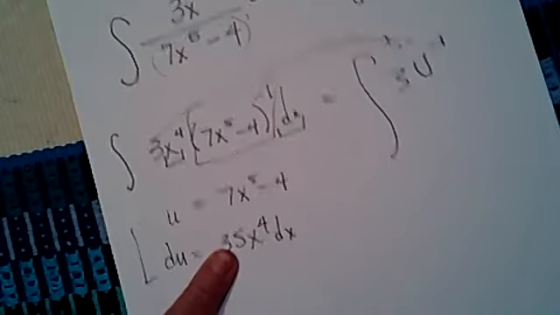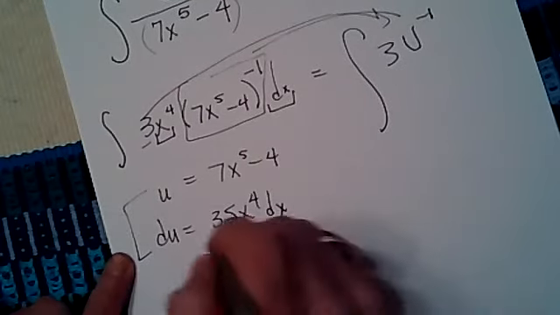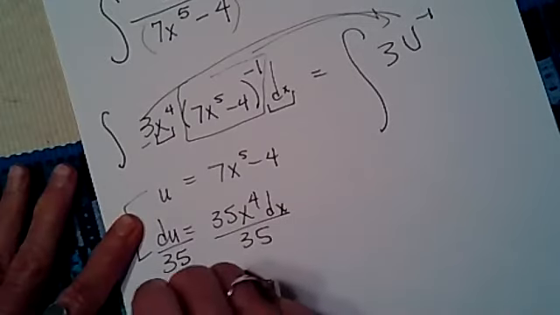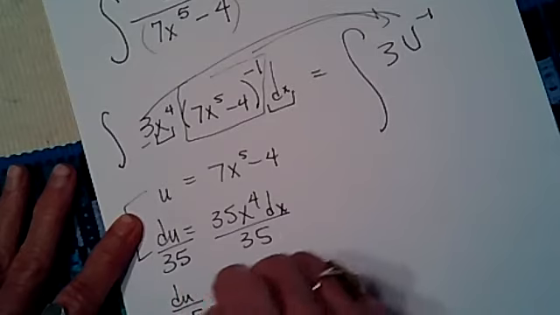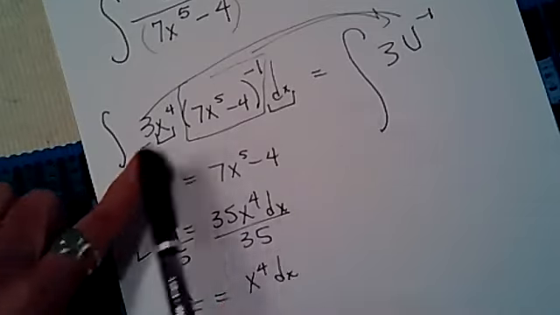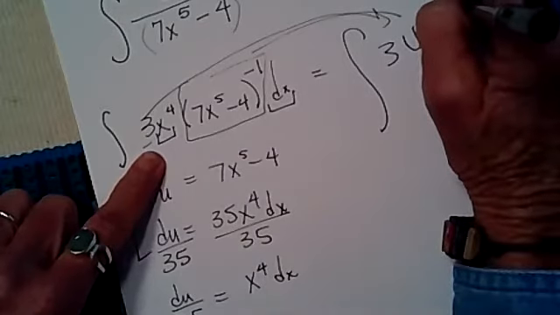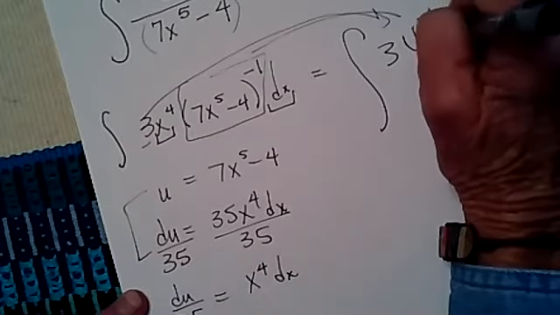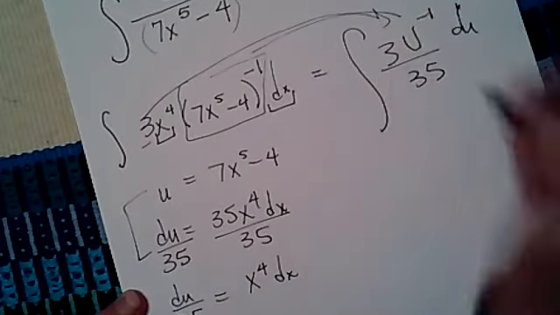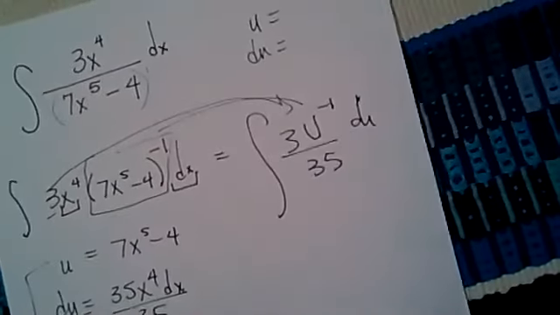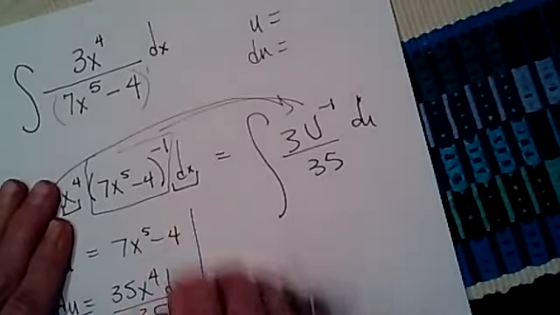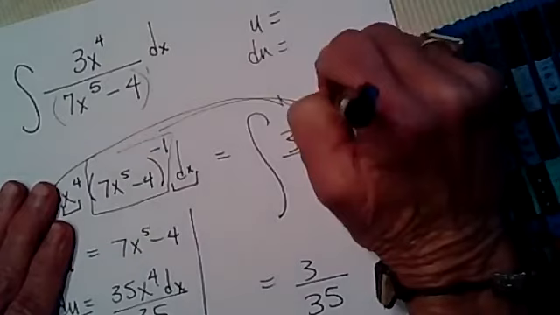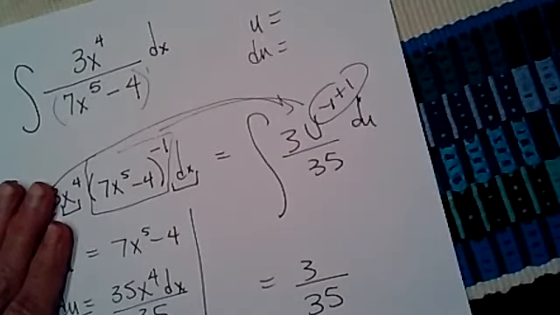So that's where I use my derivative. x to the 4th dx is right there. I just have to divide both sides by 35. And then du over 35 is x to the 4th dx. So x to the 4th dx is du, goes on the end, and I stick it over 35. Okay, so now I have my integral in terms of u. So again, I'm going to bring my 3 over 35 over as my constant term. And what happens when I add 1 to the exponent? I get 0 divided by 0.